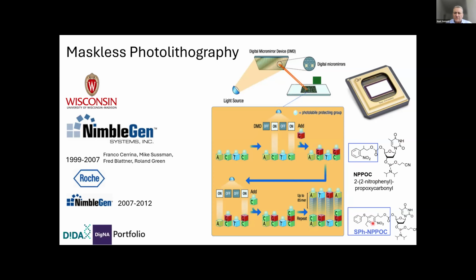The main difference between them is that it takes about 10 times less light to remove the thiophenyl NPPOC. So this deblocking reaction with thiophenyl NPPOC can be done in about 3 to 6 seconds rather than a minute.